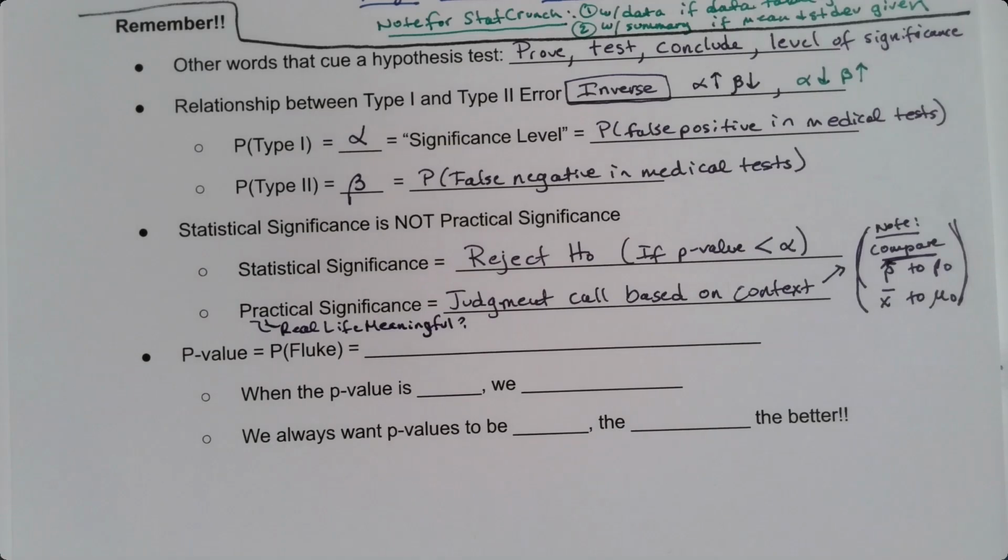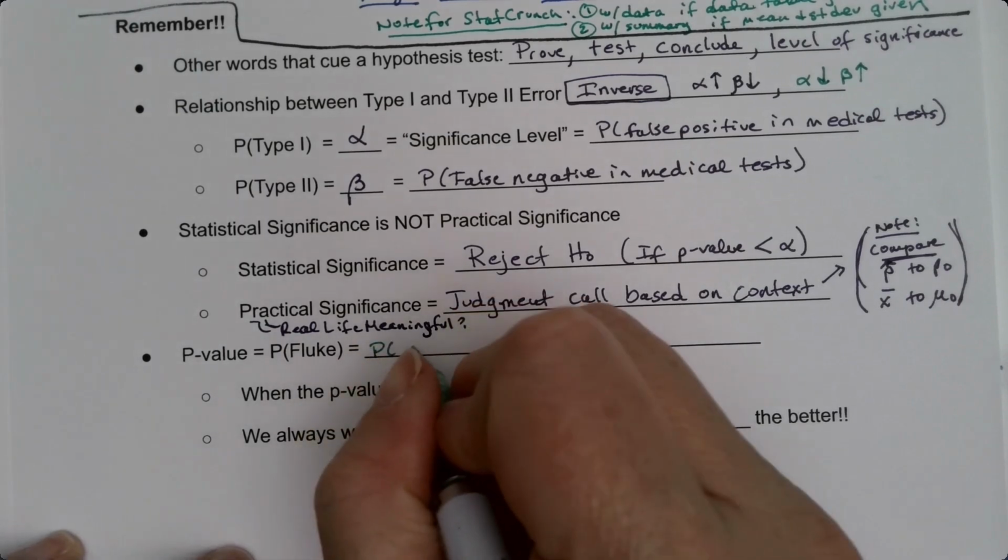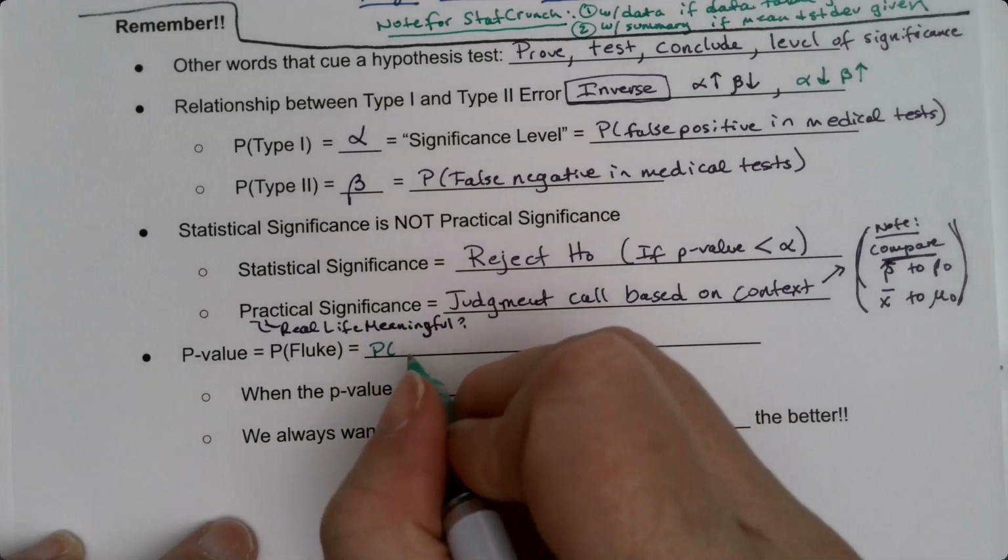All right, some other pieces to remember about the p-value. So the p-value, what is it? It's the probability of a fluke. It's the probability of getting your sample statistic by random chance if your null hypothesis was true.